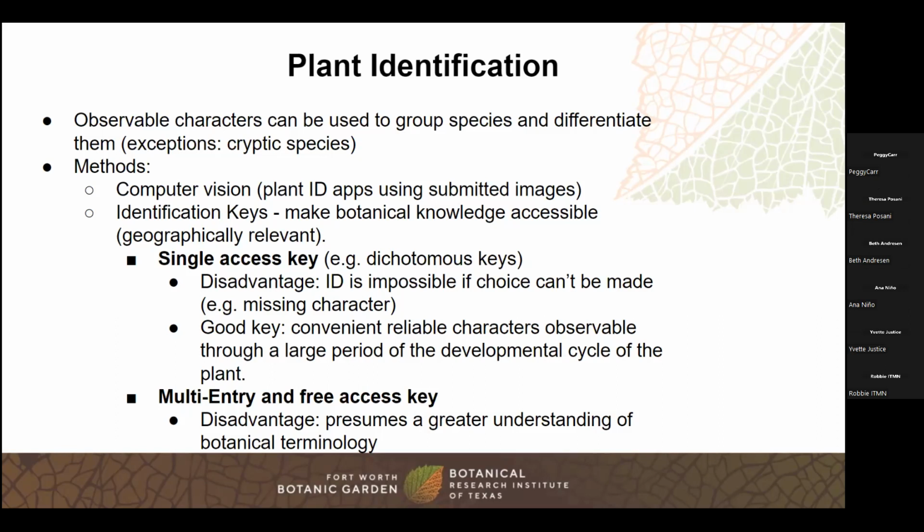I use iNaturalist regularly. And then identification keys, right? So this is making botanical knowledge accessible. There's no way we can know everything about all the plants in our area, 2,500 or so plants in the North Central Texas area. So having keys allows us just to make decisions slowly on bits and pieces here and arrive at a solution or at a result that may or may not be correct.